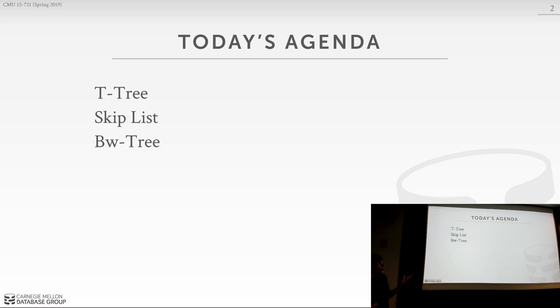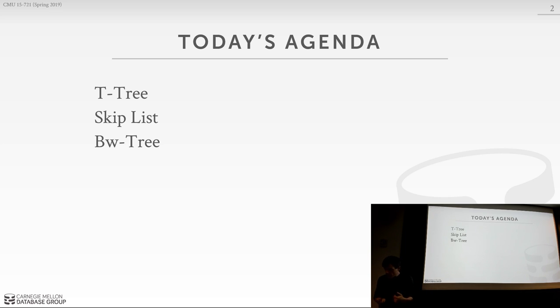I'm going to talk about just three data structures today, and even though the lecture is supposed to be about latch-free, only the second two, the skip list and the BW tree, are latch-free. The first one, the T-tree, is not latch-free. I'm just presenting it for historical context to understand what people have done for in-memory databases in the past.